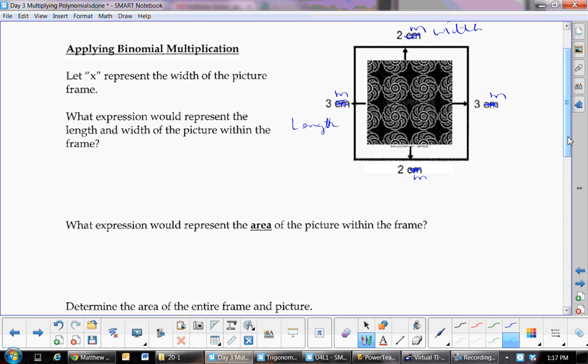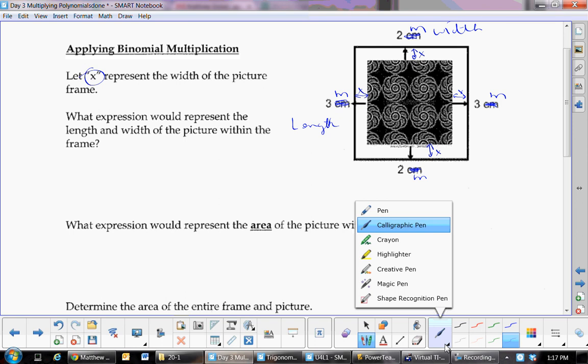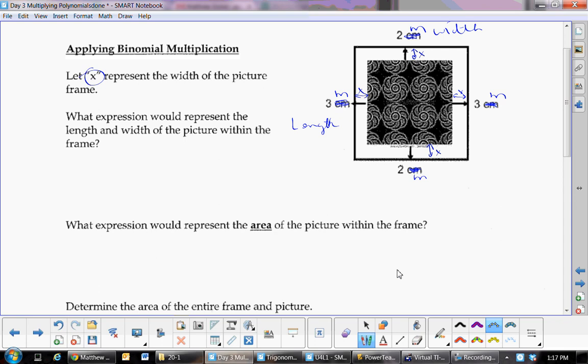Now, how big is the picture? It says let x represent the thickness of the frame. So from here to here, this is our x. Okay, so if here's the picture, the picture doesn't show up very well, so I will draw you a nicer one. Ready? It's not done yet.